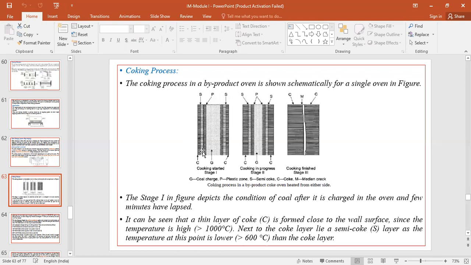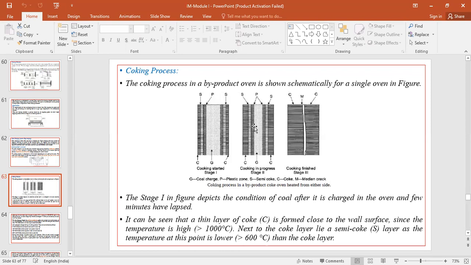But as time prolongs, the cooking process is undergoing, and the thickness of the coke layer which is forming inside the oven is increasing compared to the first picture. You can see the thickness of the coke layer is increasing, and the thickness of the coal layer is getting lowered down. Okay.